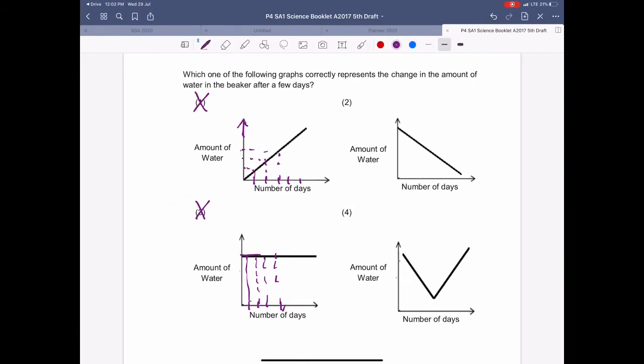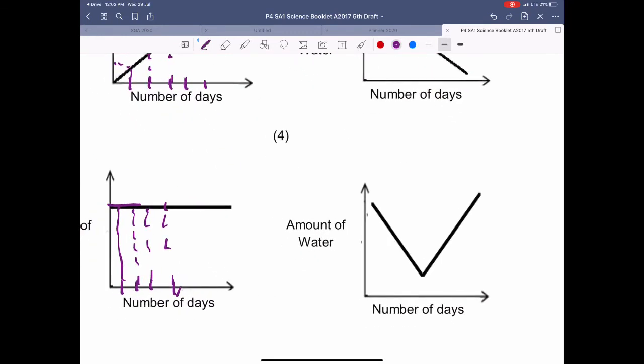Number 4 is also not correct. Why? First it decreases, then it increases very sharply. Also not correct, right? That means water has decreased to this level, then suddenly magically all the water started replenishing again. Cannot, right? Unless someone pours water. Did they say someone pours water? No, they didn't. So you need to actually understand what it means.